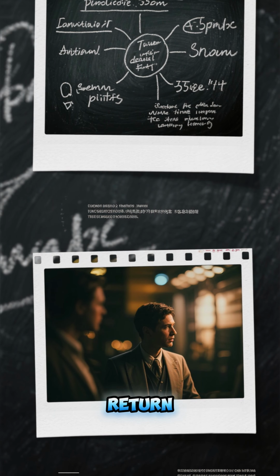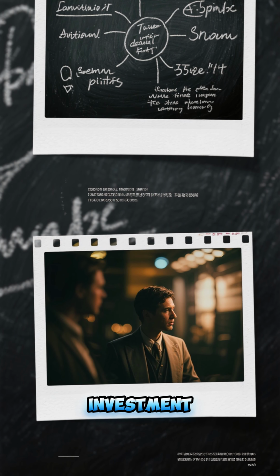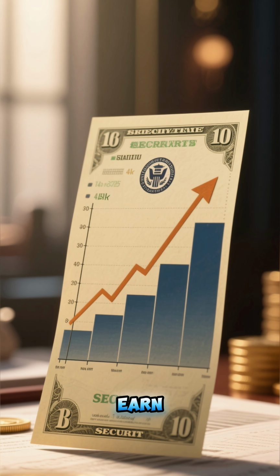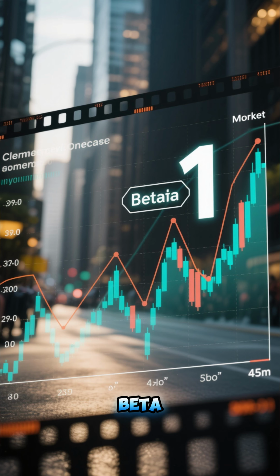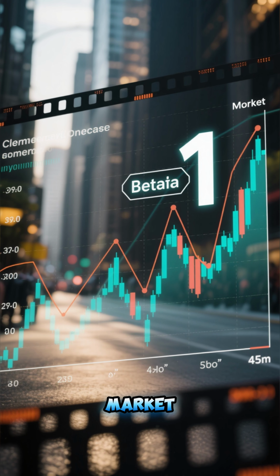The expected return is simply the amount an investor expects to make on their investment. The risk-free rate of return is the amount an investor could earn with a risk-free investment, such as a government bond. Beta is a measure of a stock's volatility in relation to the overall market.